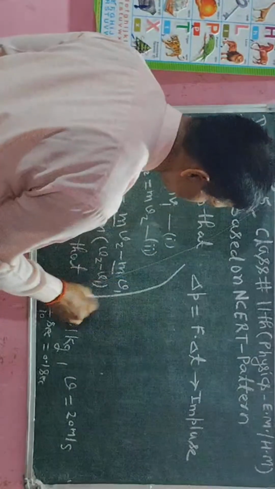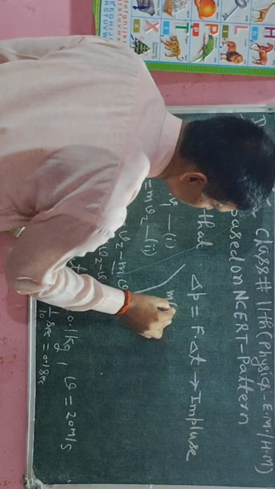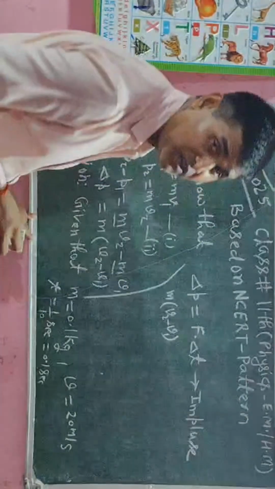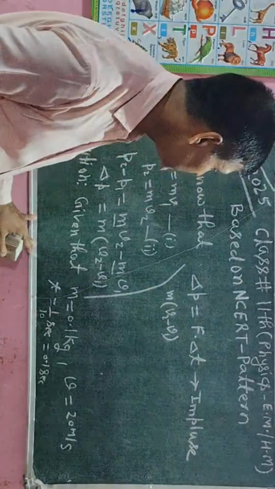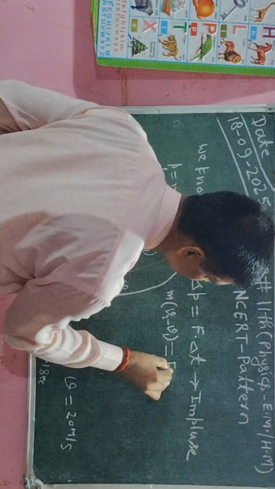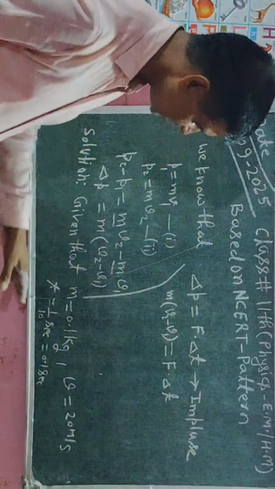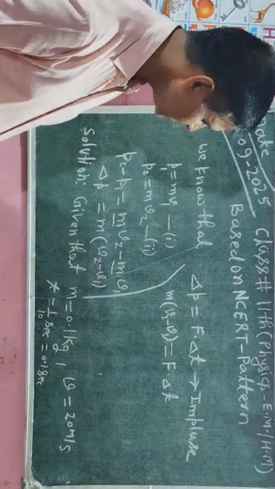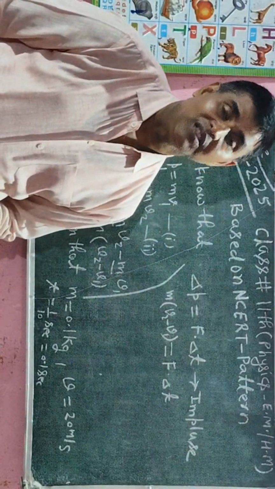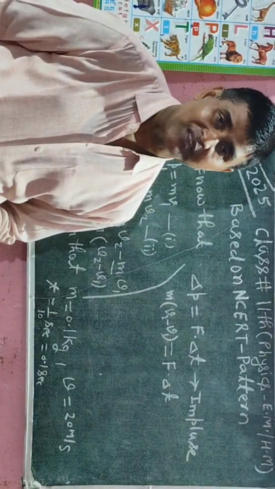So in the place of delta p, I can write m into v2 minus m into v1. That will be the value of delta p. Now on the right hand side, I have to write F into t. All data available in the question I have to use, and after simplifying I will get a value, and that value will be the force which is applied on the ball by the wire.